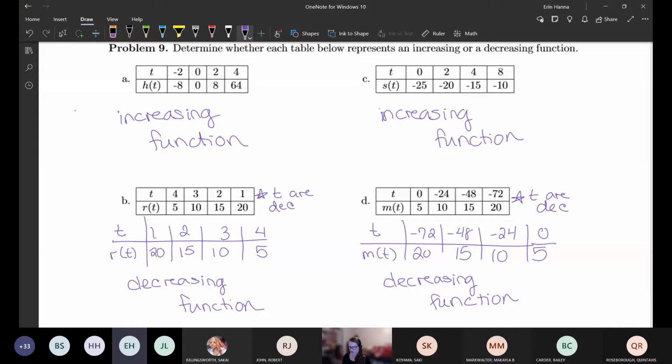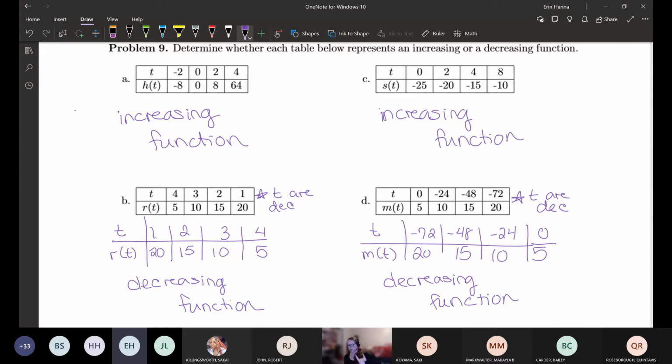Now, I don't want you to therefore associate when the t values are decreasing with it being decreasing. That is not the case. It just happened to be both of these examples when the t was decreasing, so was the actual function. That is not the case. The t values being decreasing just meant that we needed to rearrange it before we could figure it out.